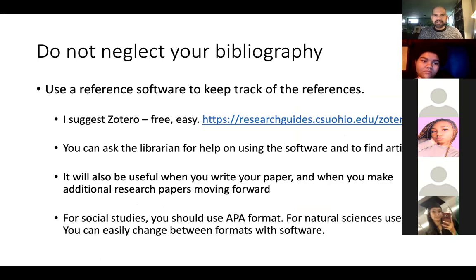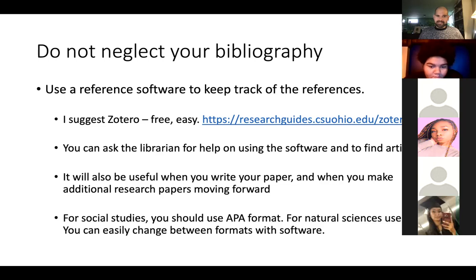I personally will encourage you to use a reference manager to keep track of your references. I will suggest that you use Zotero because it's free and it's easy. We have guides on the library's website on how to use it. The librarians would be more than happy to help you understand how the software works. We had a workshop last summer about it, and we'll probably have it again. In the meantime, I'm going to try to find if there's a recording of that. I don't think so, though, but if there is, I'll send it to you.